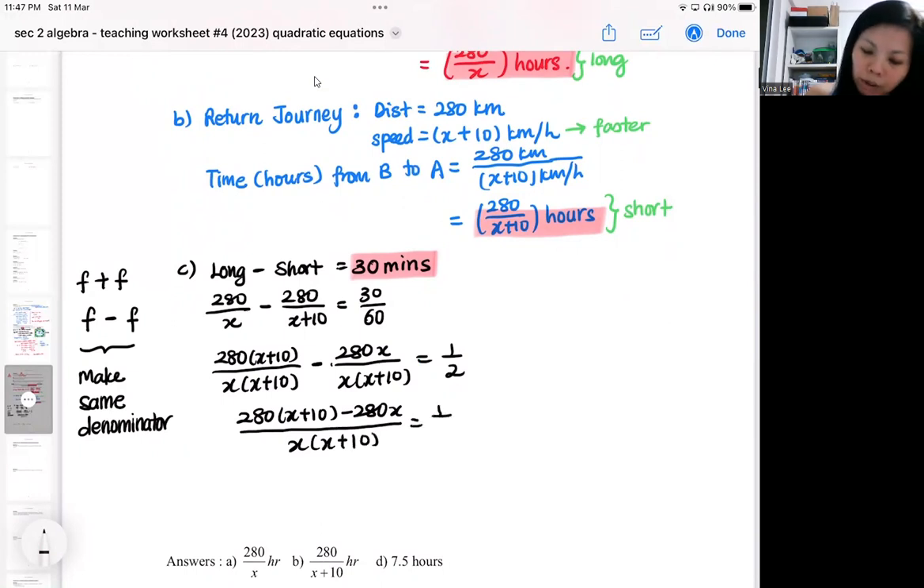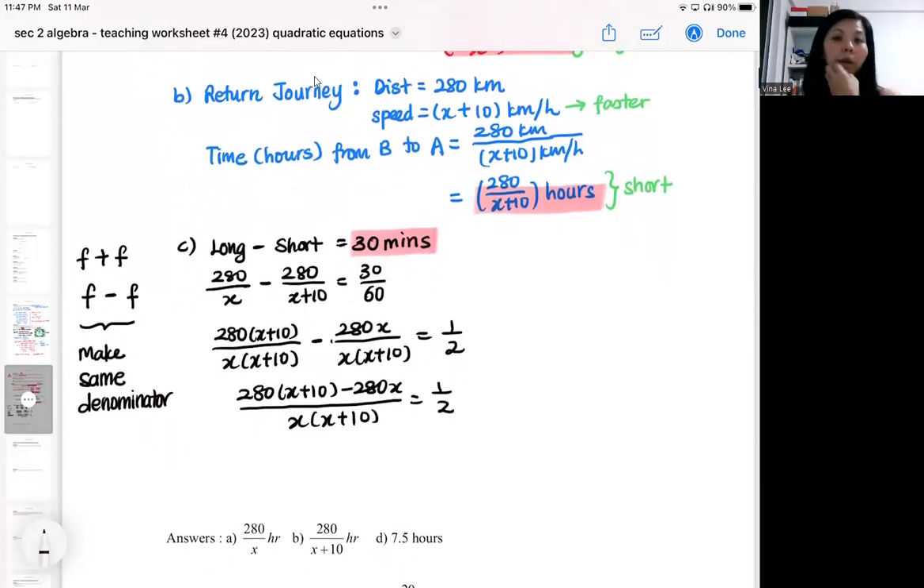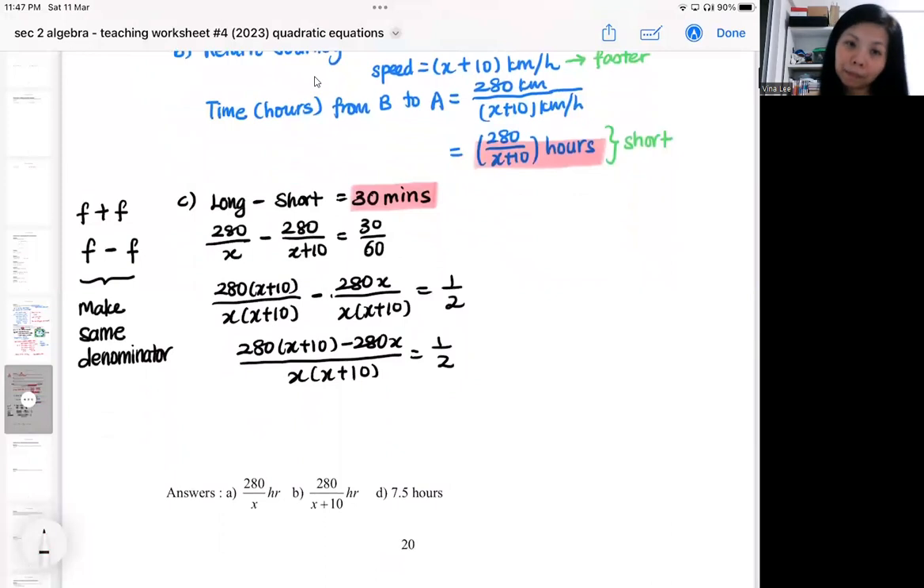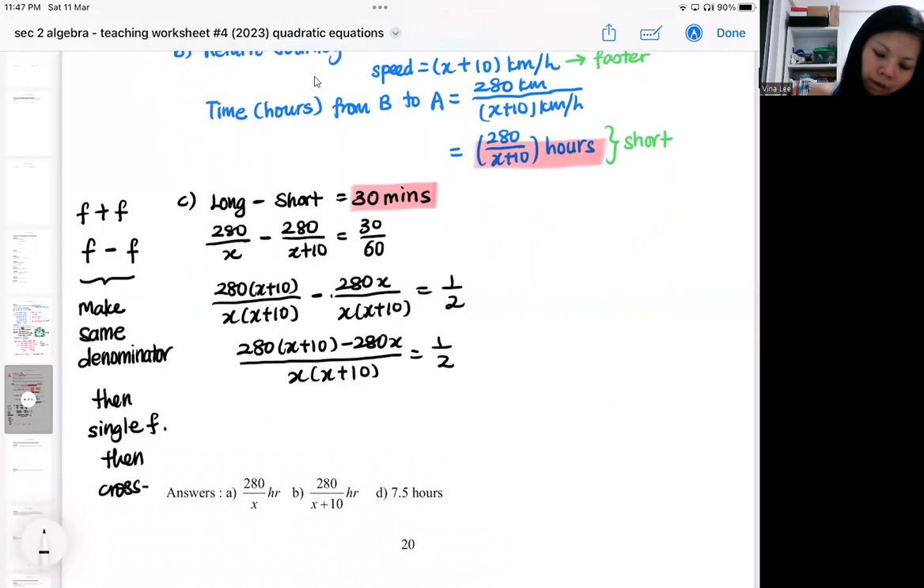Some of you are doing it a different way. I leave it up to you. If your method will always ensure you got the correct answer, I'm fine. Or else you go for this method. Make same denominator and you cross multiply. Once you have the same denominator, you got a single fraction. Then you cross multiply. This is not something new. You did it in Sec 1.